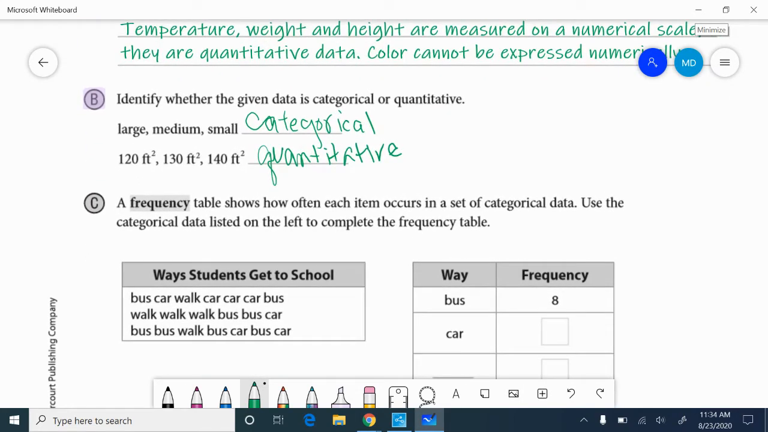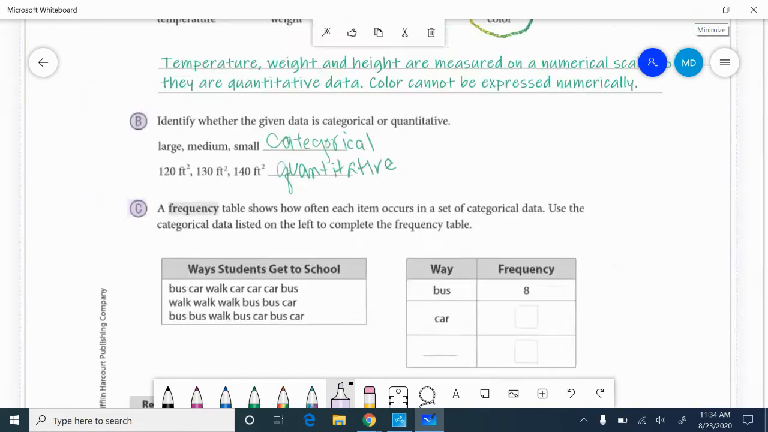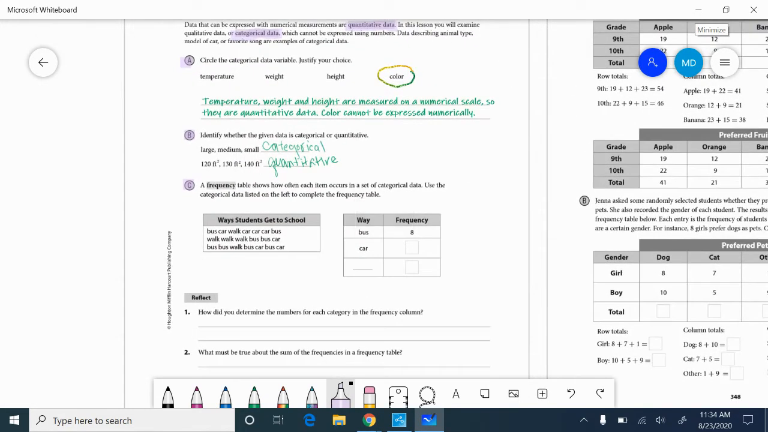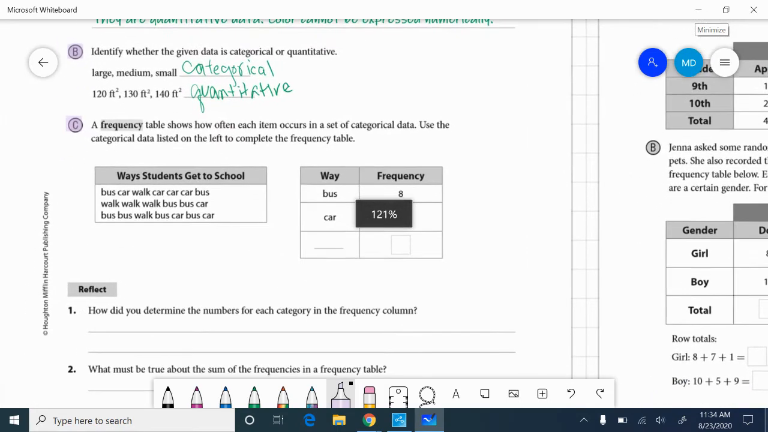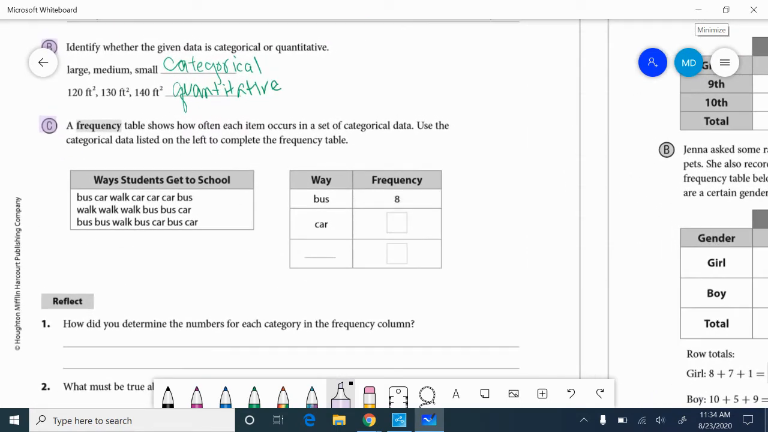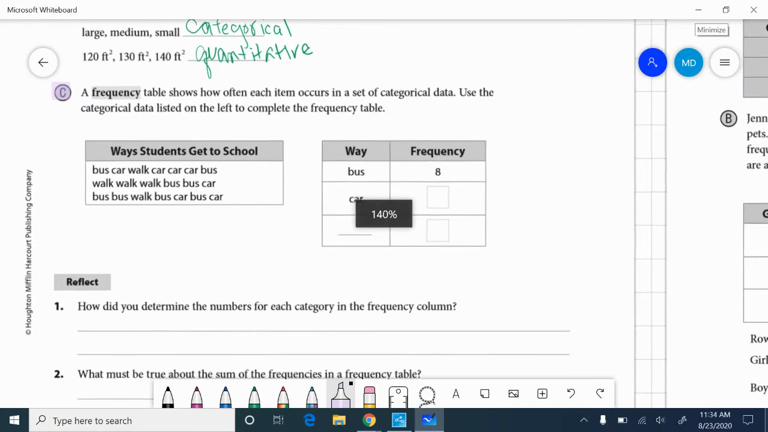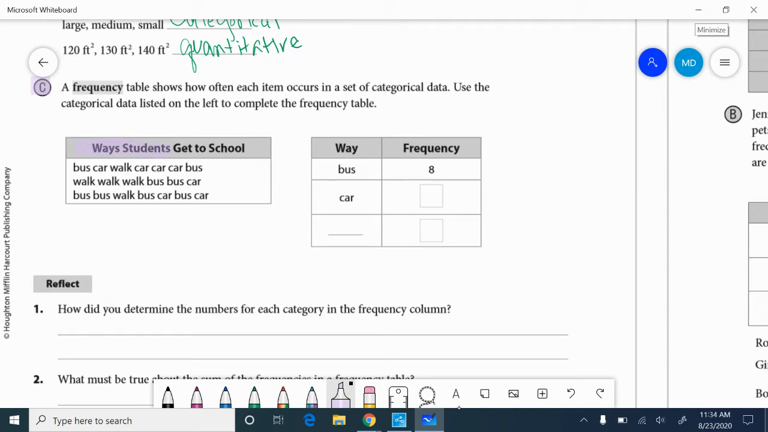And now if we move on to C, a frequency table shows how often each item occurs in a set of categorical data. Use the categorical data listed on the left to complete the frequency table. All right, so we're looking at ways students get to school. And it looks like our choices are bus, car, or walk. And what we want to do is use the data in this table to the left and fill in the frequency table on the right.